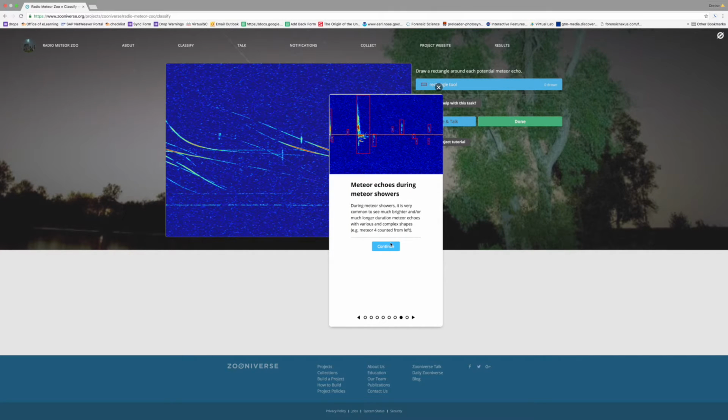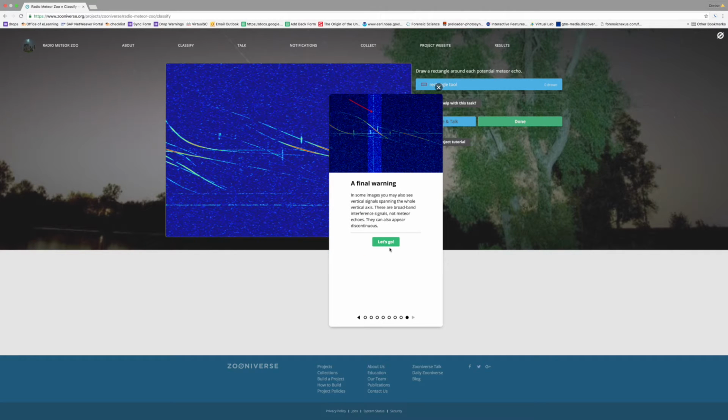During meteor showers, like in August, for example, we have the Perseid shower. It's very common to see much brighter or longer durations of meteor echoes with various complex shapes. So if you're taking this course in the fall, you may end up seeing a bunch of data from the August meteor shower that we call the Perseids. In some images you may see vertical signals spanning the whole vertical axis. These are broadband interference signals and not meteor echoes. They also appear to be discontinuous, so don't identify those.